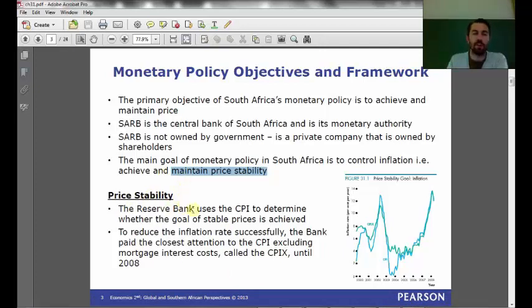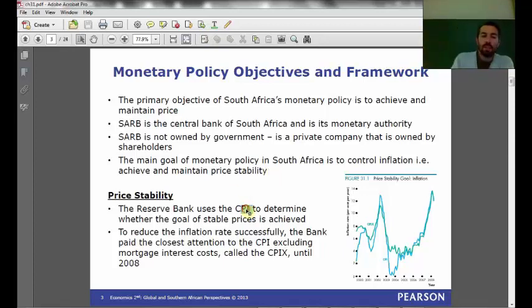The South African Reserve Bank uses the CPI. So remember, it measures something called the CPI. The CPI is an index of the price level, right? It's an index of all the prices of different goods and services that are bought by consumers. Consumer price index. So it measures the prices of a basket of goods. Then depending on what those prices are, that determines the value of the index.